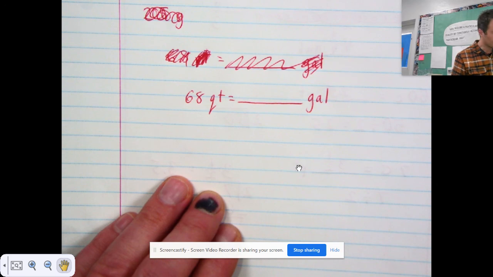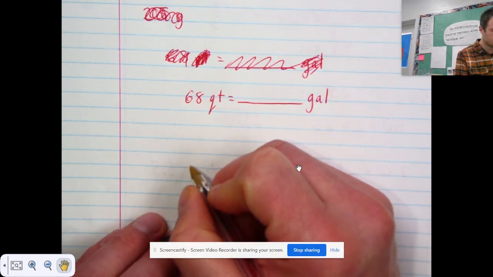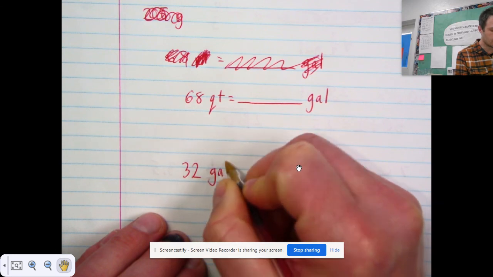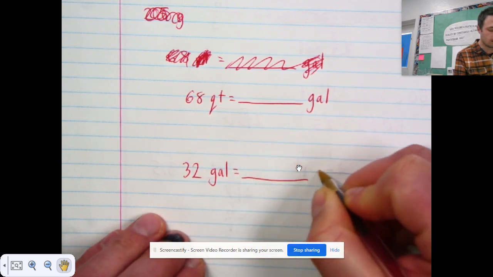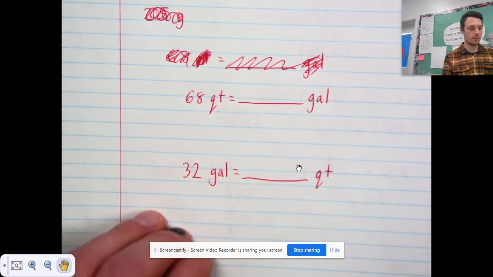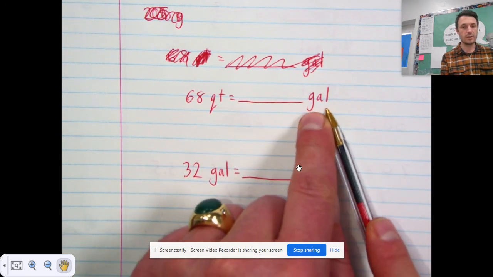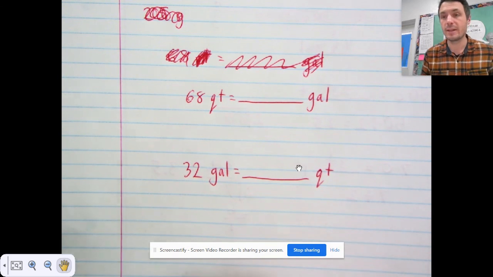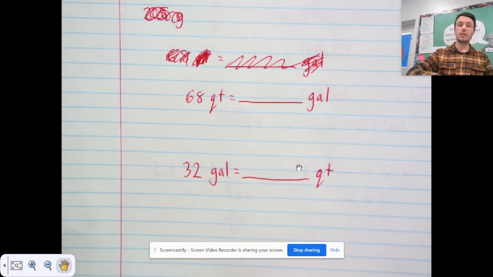And also do 32 gallons. Find out how many quarts it is. So this one, you're going from quarts to gallons. This one, you're going from gallons to quarts. Go ahead and solve those independently, and then click on the video attached under this one to see if you did it correctly. And I will see you there.